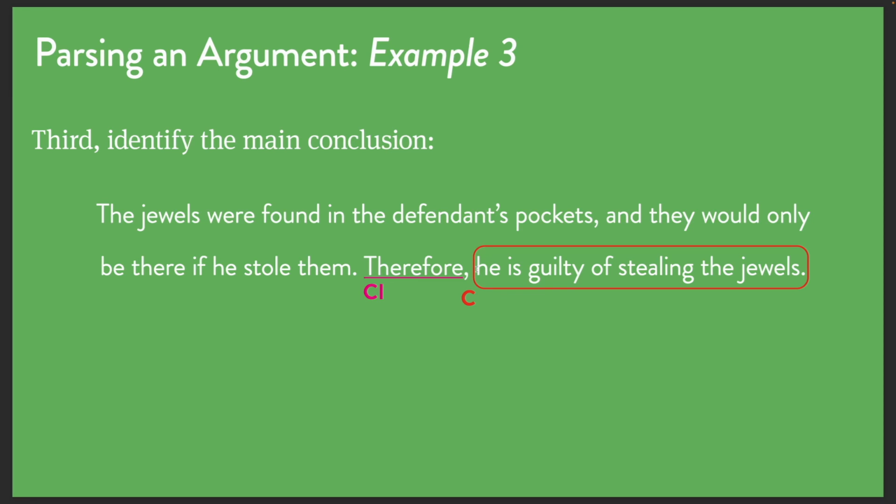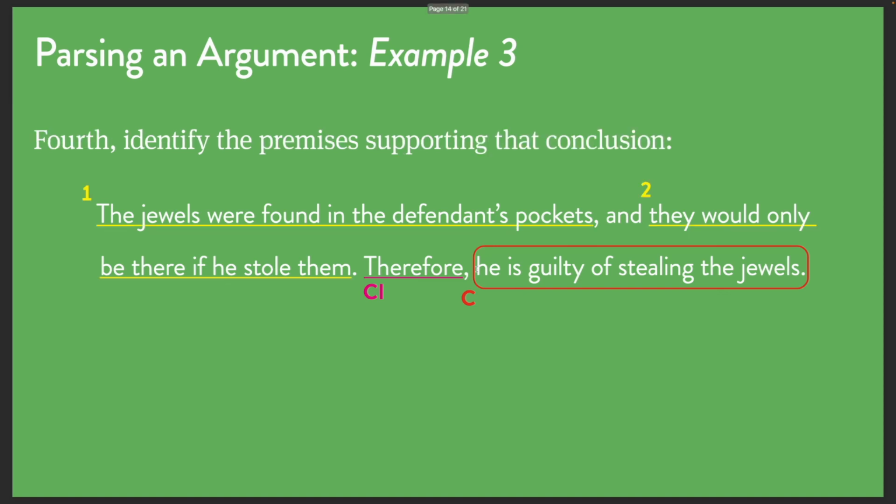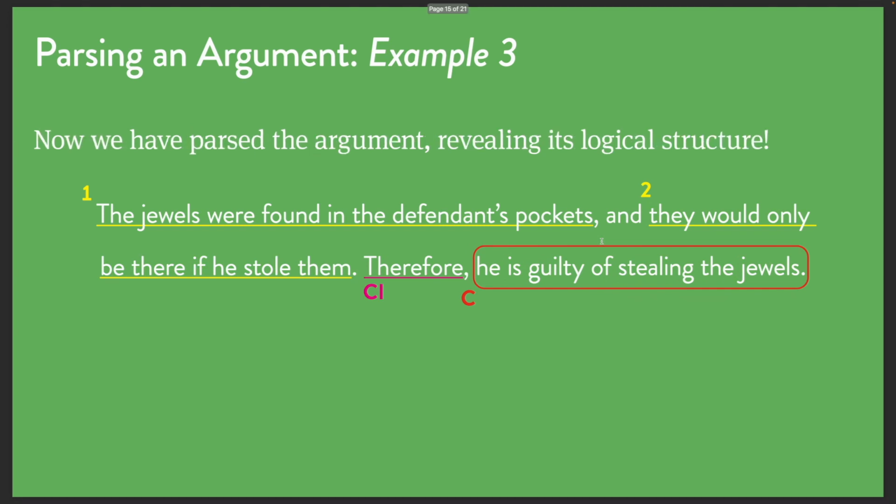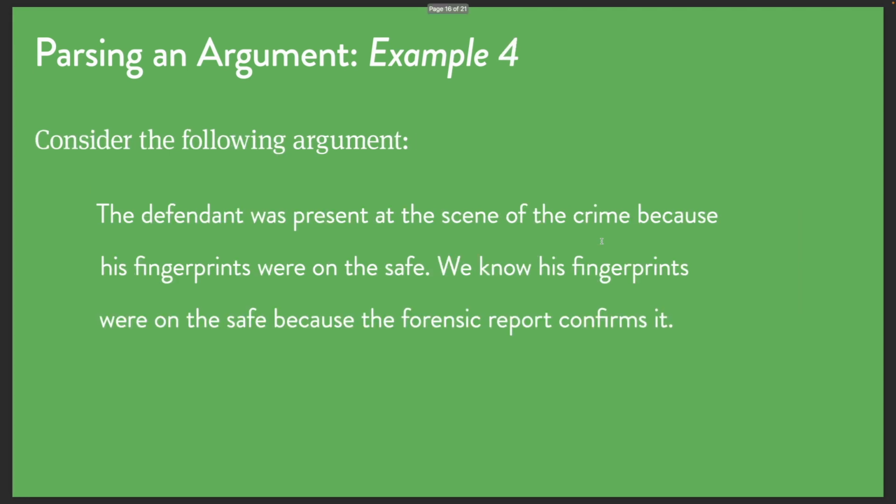And now we're going to figure out the premises. What reasons have we been given to think that the defendant is guilty of stealing the jewels? And again, we have two claims, two statements supporting this. The jewels were found in the defendant's pocket, underline, mark with a 1, and they would only be there if the defendant stole them. Underline that and mark that with a 2. So we're given two more reasons in this case to believe the defendant is guilty of stealing the jewels. And again, there's the logical structure. We know the premises and we know the conclusion.